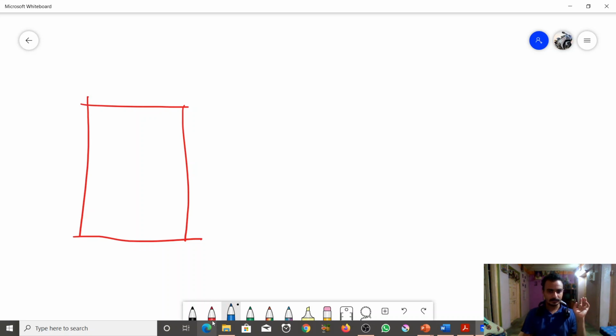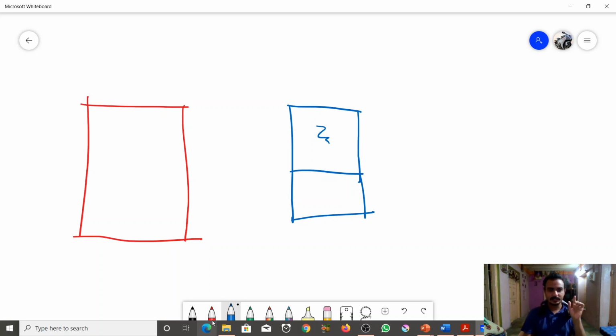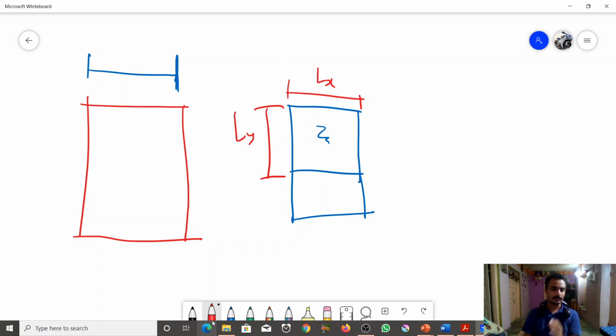This is the one-way slab. This is the two-way slab. So you can see that for the one-way slab we find the effective span in only one direction. But for the two-way slab we have to find the effective span in both directions, Ly and Lx.